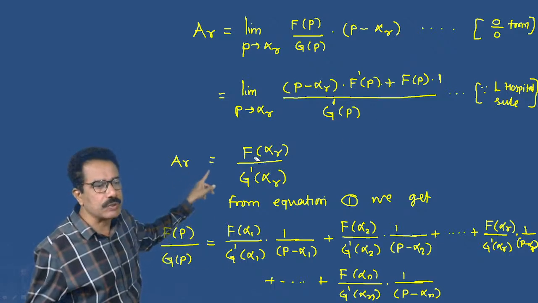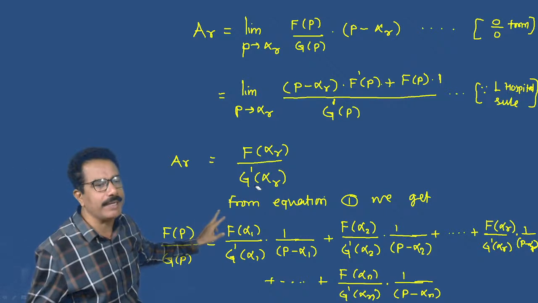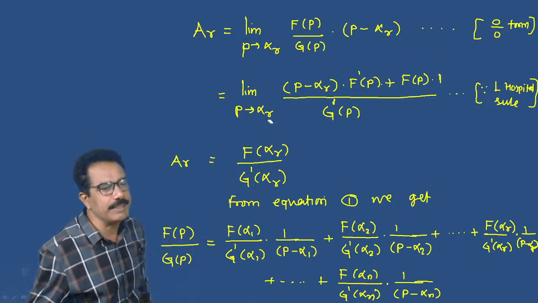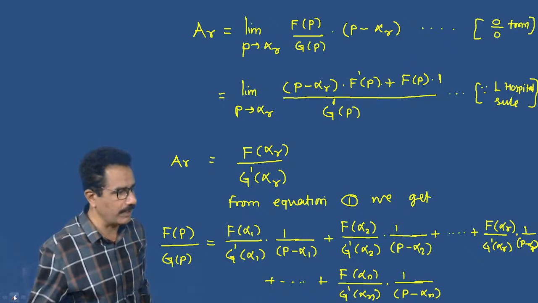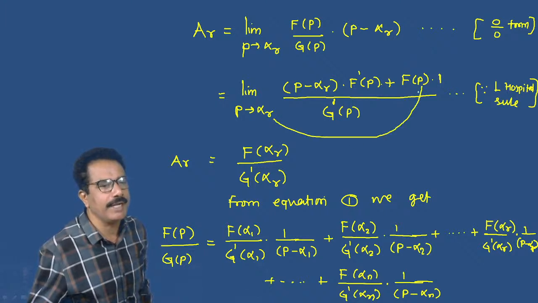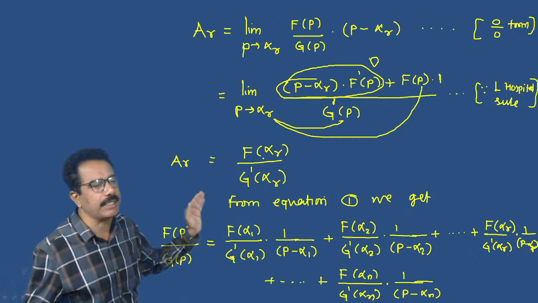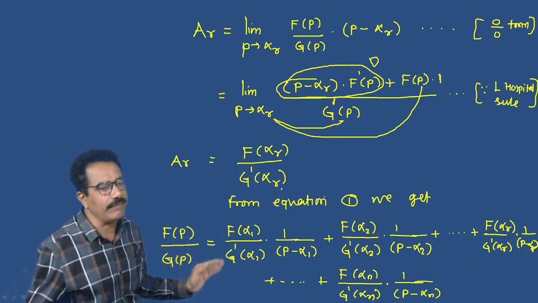So AR is equal to capital F of alpha R divided by G dash of alpha R. That means in place of p we have to write alpha R here. We have to write alpha R in both, and this term goes to 0. So we will get AR is equal to capital F of alpha R divided by G dash of alpha R.